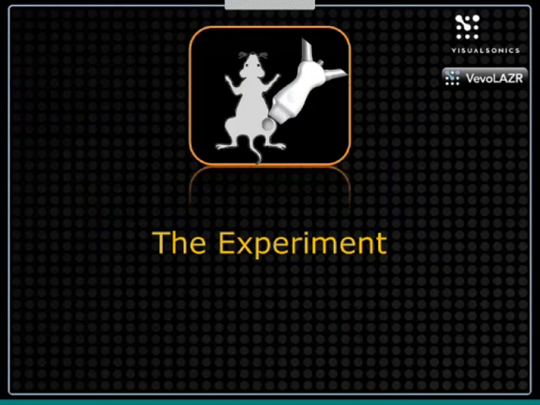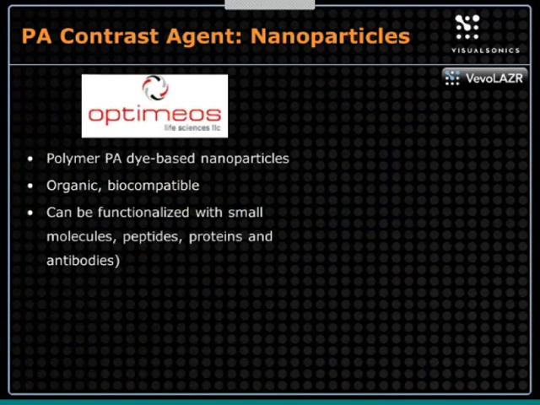So what did we do? How did we get that image that I showed you in the first slide of the presentation? Well, first we have to use a contrast agent. We can look at things like endogenous contrast, like hemoglobin, and get oxygen saturation, as I already mentioned. But to do molecular imaging, we need some kind of contrast agent. The contrast agents that we're using are made by a company called Optimum. They've licensed the technology from Princeton. They've made polymer photoacoustic dye-based nanoparticles, and they can be functionalized with small molecules and peptides and so on.